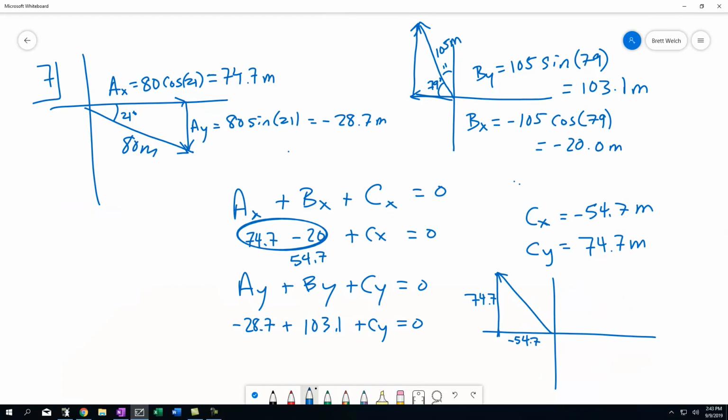All right. A is right and down, so that would be a negative and a positive. And then B, Y is up, so that's positive. And BX is negative because it's to the left. Those numbers look right.